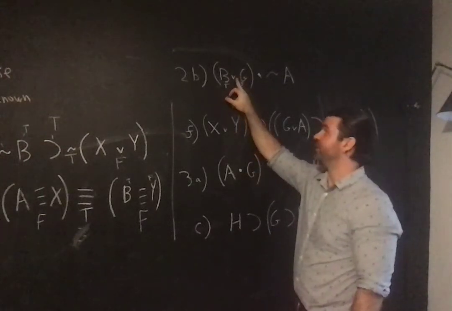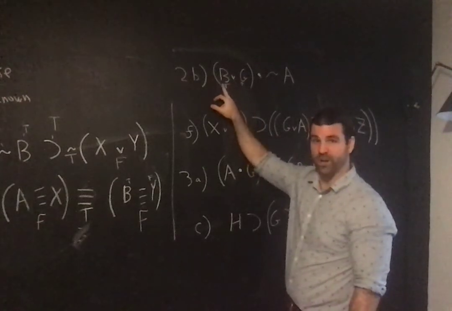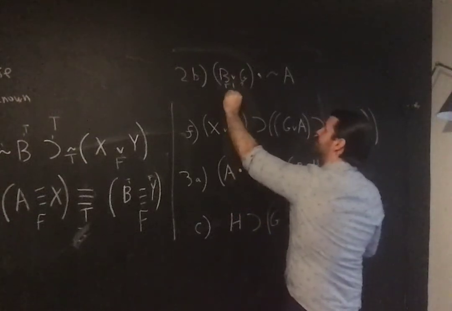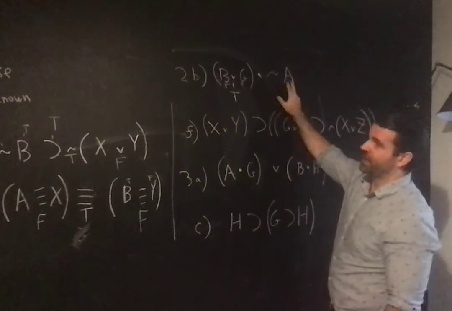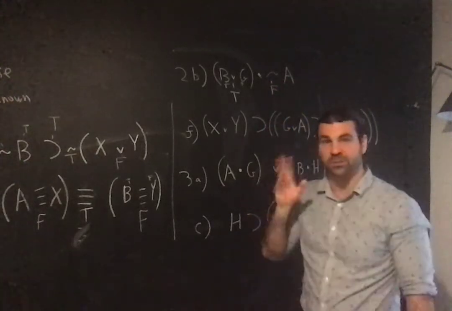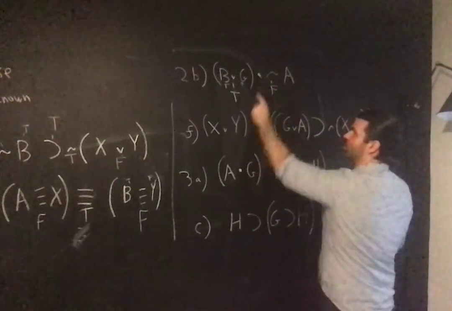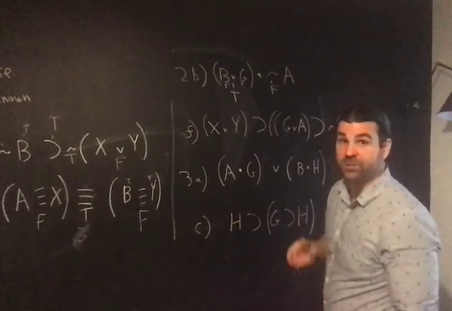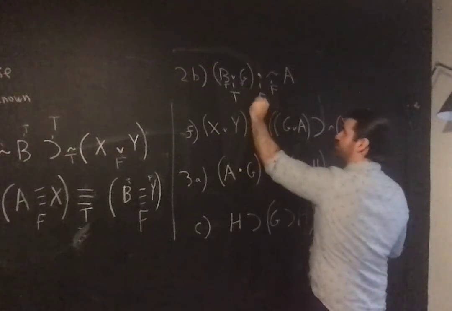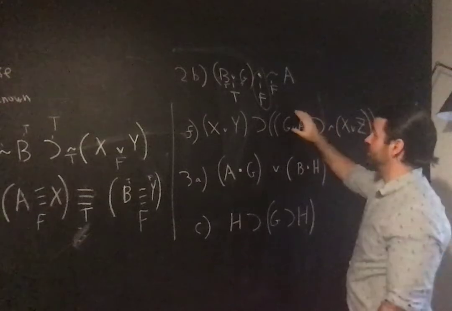Can we determine the truth value of B or G? Yes, we can. The truth of one disjunct suffices for the truth of a disjunction, so that's true. Okay, but not A. A was true, so not A is false. Every step here is just applying the truth tables for these operators. Under which conditions is the conjunction true? It's only true when they're both true, so a false conjunct suffices for the falsity of the overall thing. So the answer is false. This formula is false. The sentence is false.